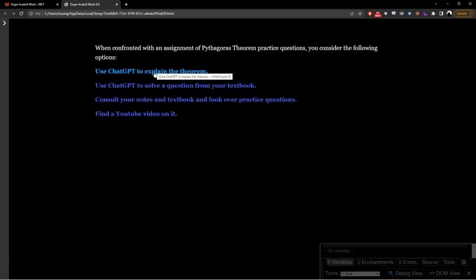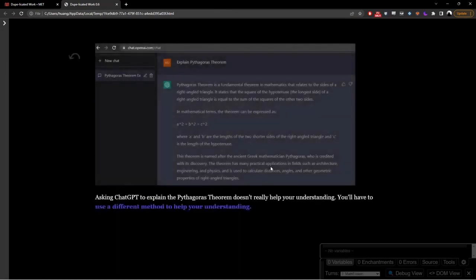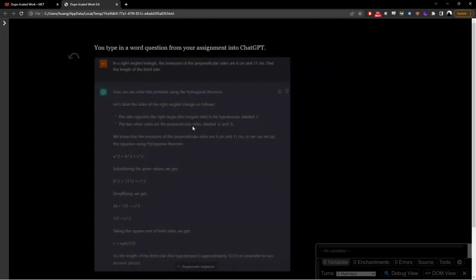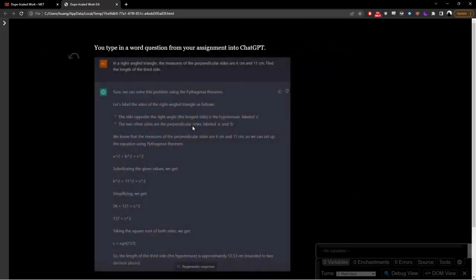So if we get ChatGPT to explain the Pythagorean theorem, sure, it gives us a squared plus b squared equals c squared. However, it does not provide images to fully help us understand what's the hypotenuse, what are the two short sides, what is a right angle triangle.